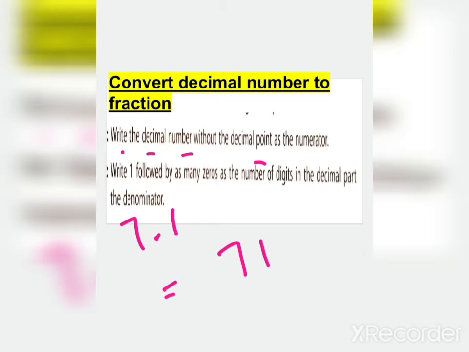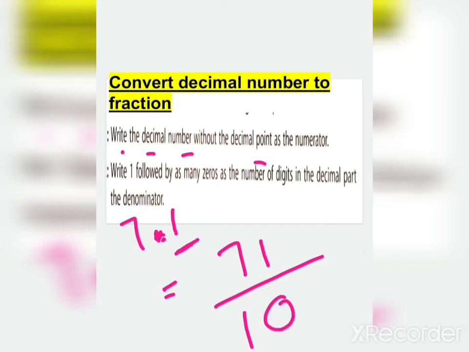Now after this, write 1 followed by as many zeros as the number of digits in the decimal part. So now make the denominator 1. How many numbers are there after the decimal? After the decimal only one number is there, so write 10.